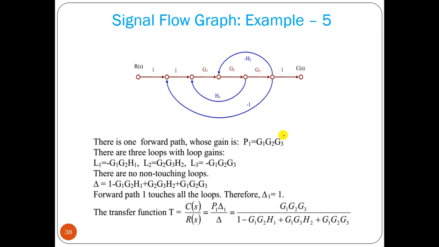Now let us solve another problem. In this particular problem, we have only one forward path, because this is feedback. So the formula we can apply is P1 delta 1 divided by delta, that's all. P1 is nothing but G1 G2 G3. How many loops are there, we have to find out.